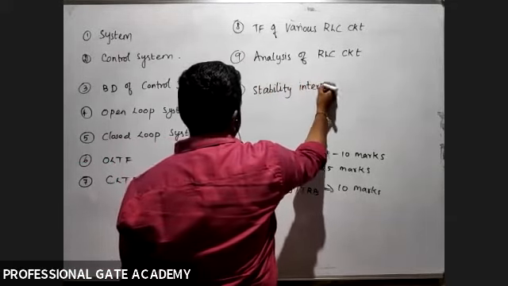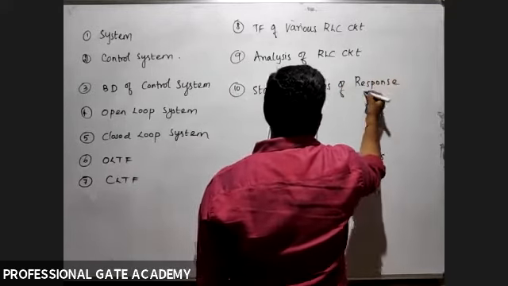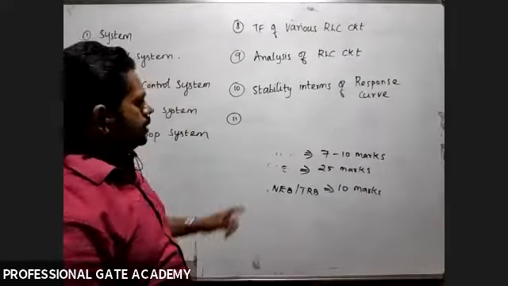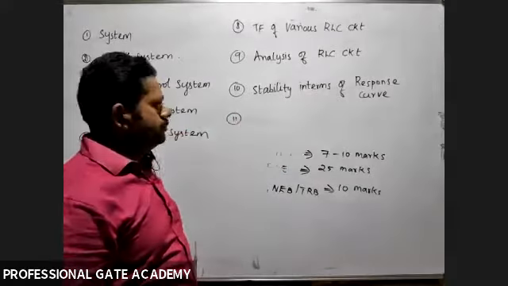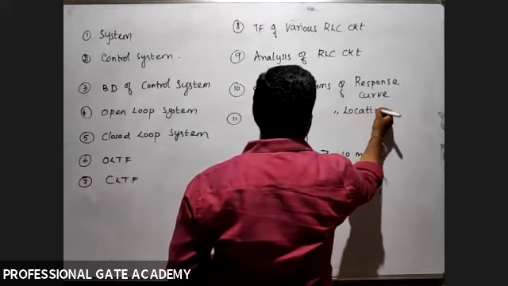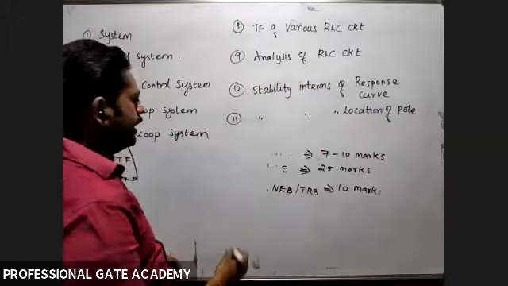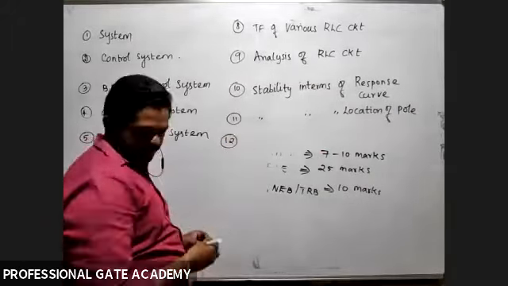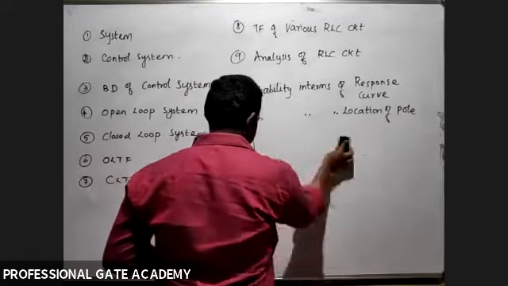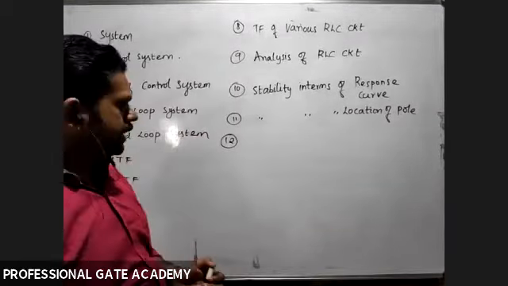Then tenth one, stability in terms of response curve. Response or output, both are the same. Then eleventh one, stability in terms of location of poles.